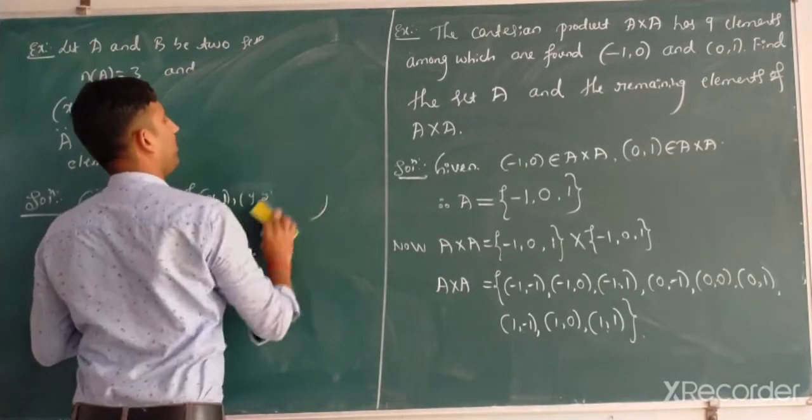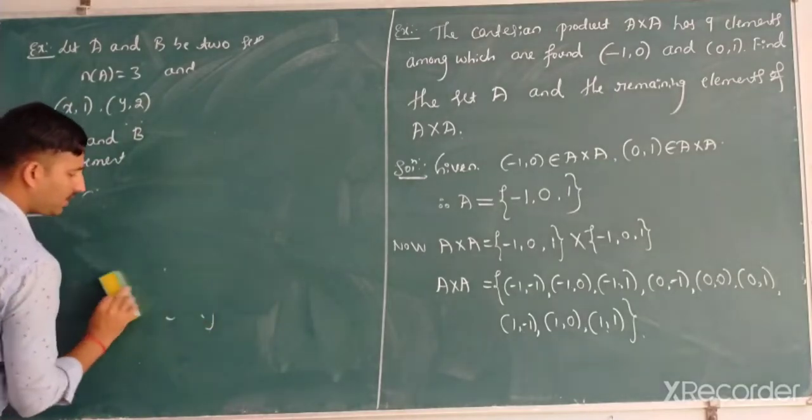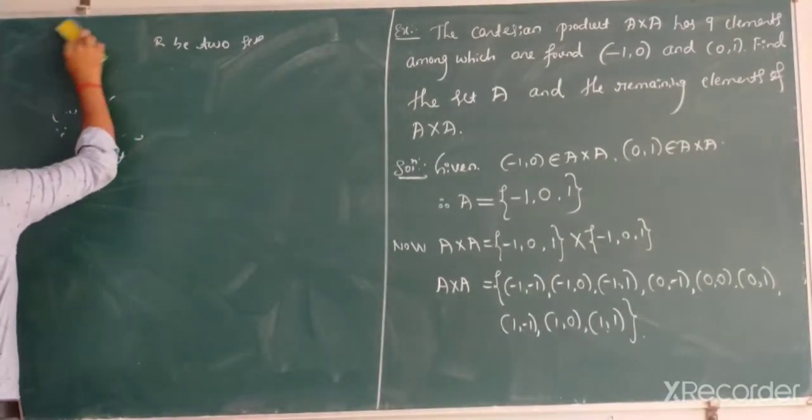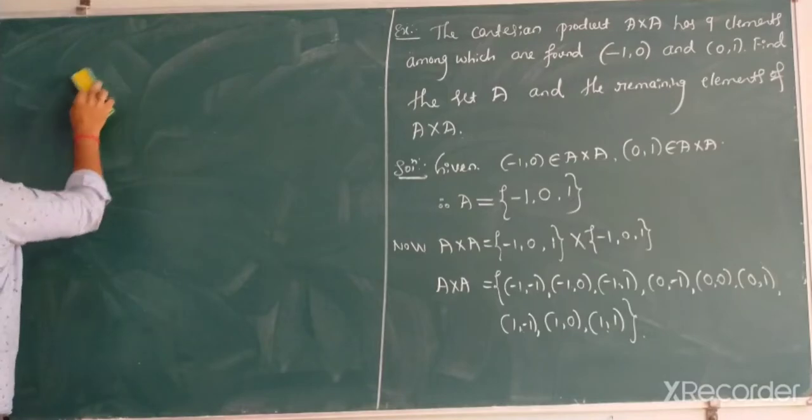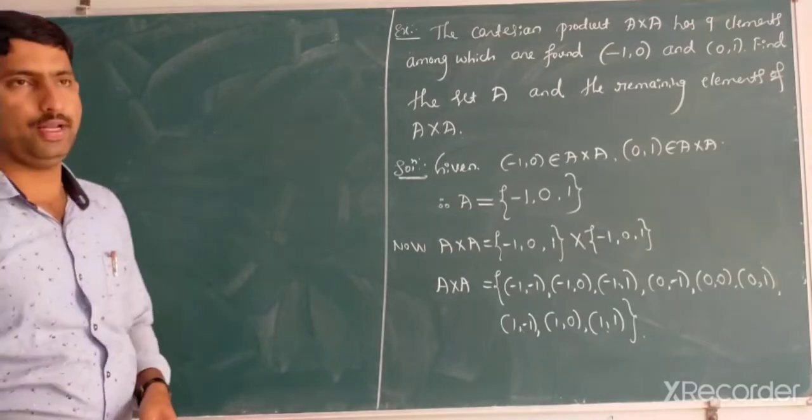Remaining elements of A cross A means what are the elements which are left from the elements, that is minus 1, 0 and 0, 1.